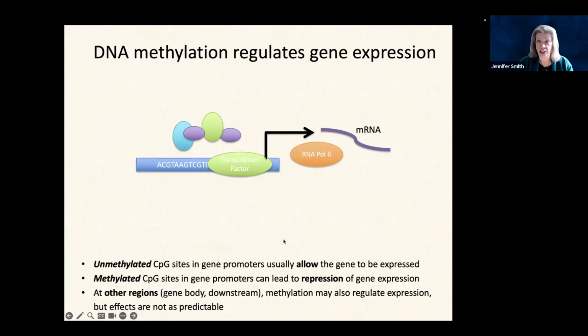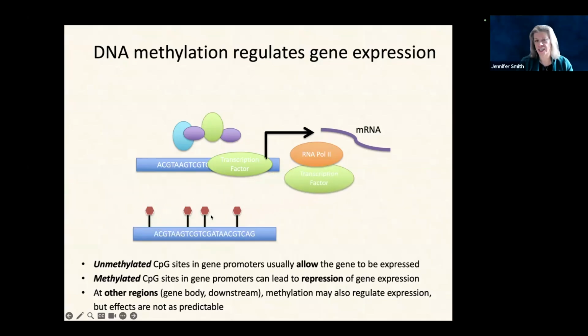If you have methylation in the promoter region of a gene specifically, it usually leads to repression of gene expression, right? So here's another promoter region, has methylation on it. That actually stops the transcription factor from sitting on it. And so it kind of tries to sit and it can't, and it just goes off somewhere else, right? And no gene is expressed there, right? So we know in promoter regions, methylated usually means less expression, and unmethylated usually means more expression.